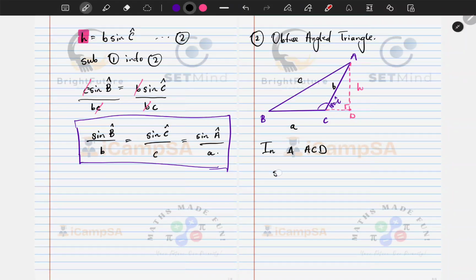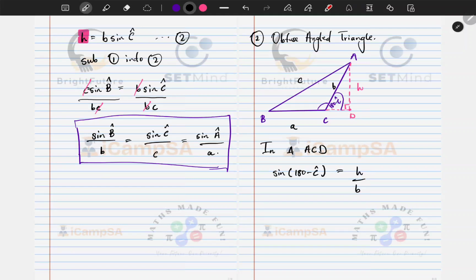Now I'm going to have my sine. This is the angle that I'm going to use. It's going to be the sine of 180 minus angle C, which is equal to, what is the opposite side? Sine is opposite over hypotenuse. It's going to be H over B.